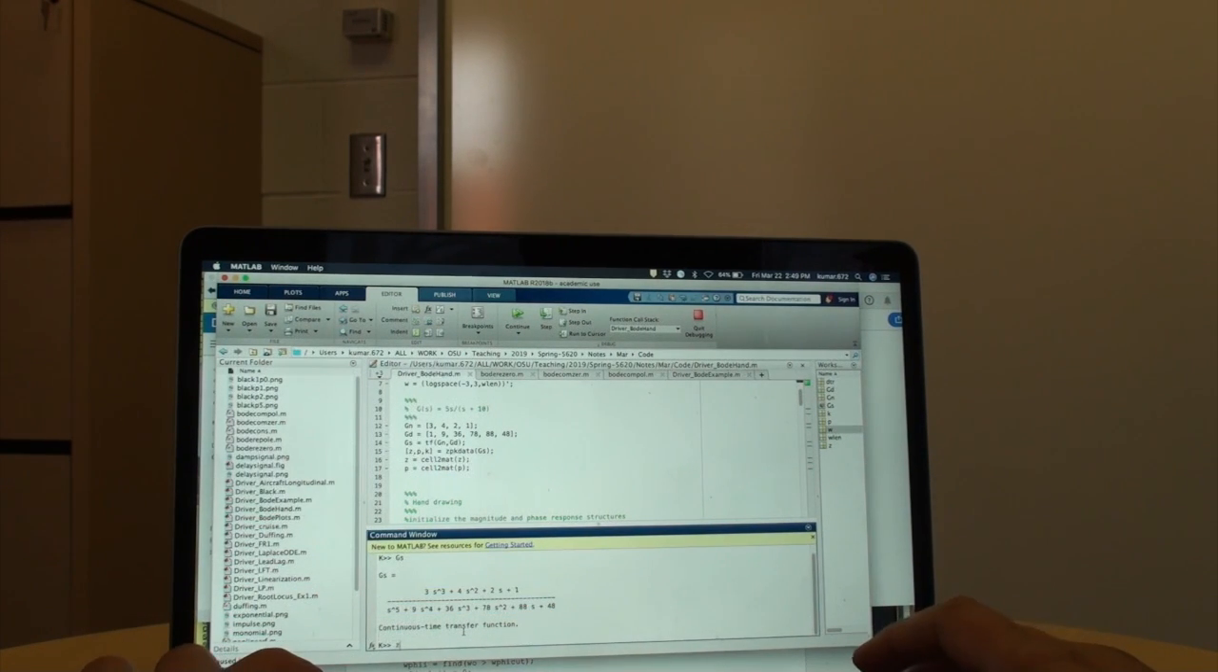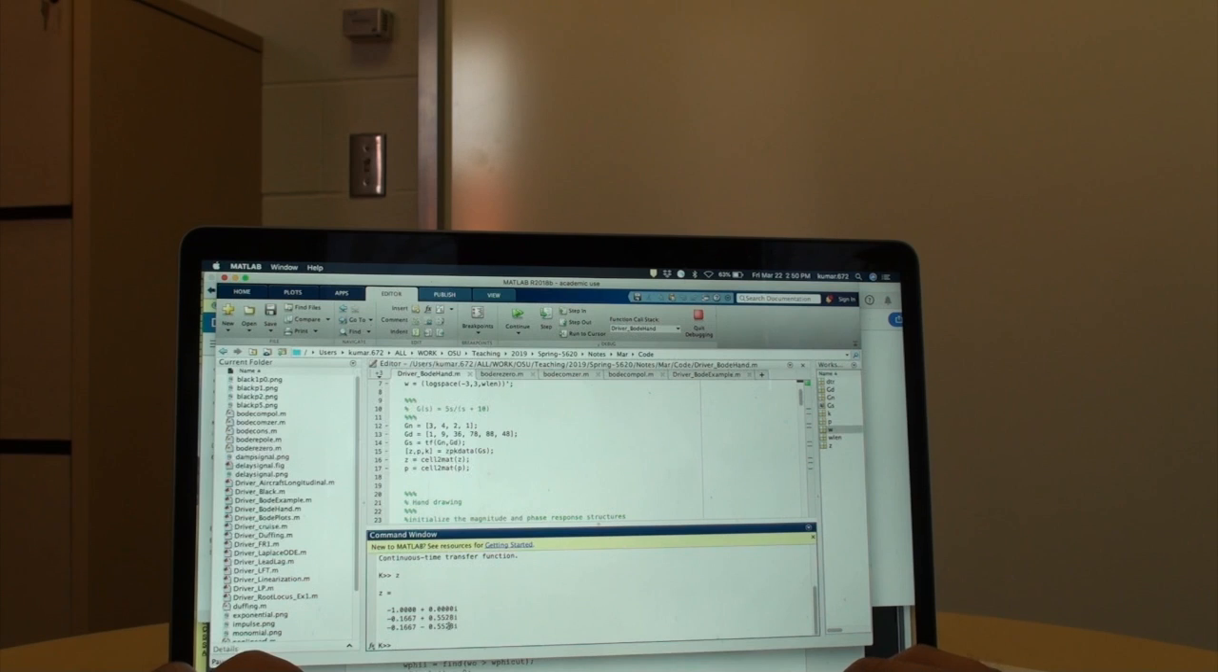If you look at Z now, the output of the command zpkdata is in the form of a cell structure, so I convert that to the matrix structure. That's lines 16 and 17. As you can see, there is one real zero at minus one, and two complex zeros, or a pair of complex zeros. If you look at the poles, the first one is a real pole, as you can see the imaginary part is zero, and there are two pairs of complex poles.